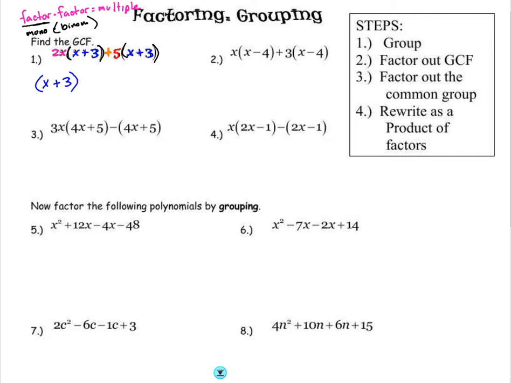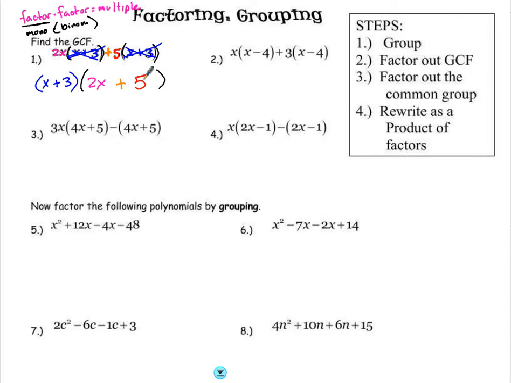Now, remember, when we factored out a GCF, we then went back and looked at what was left over. When I factor out an x plus 3, it's gone from my factor list. So what factors remain? What remains is the 2x plus 5.